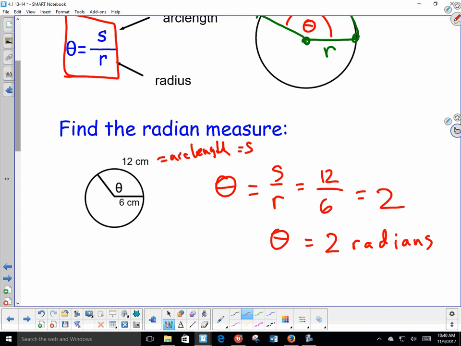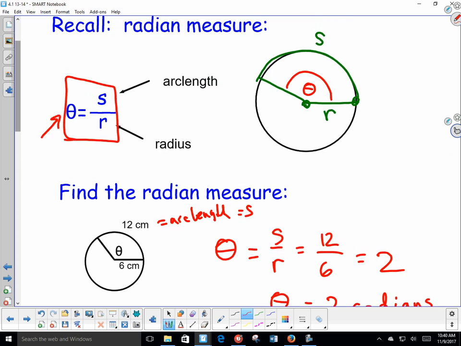This formula only works if theta is in radians. It will always be in radians for this formula, okay? The S and the R are always going to be in the same linear unit. Like in my example, they were both centimeters. So S could be centimeters and R could be centimeters. S could be feet, R could be feet. S could be kilometers, R could be kilometers. But theta is always going to be radians. Are we okay with this?